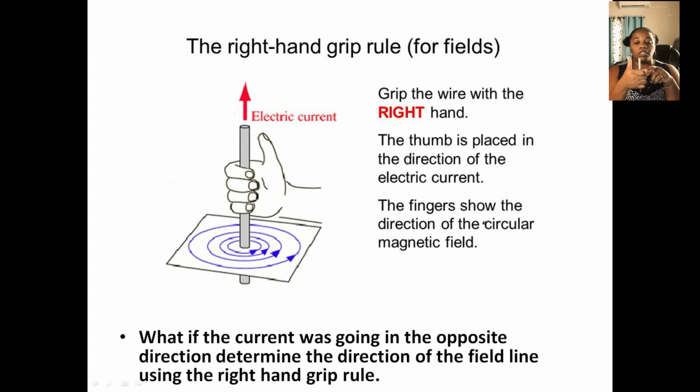Looking at the direction that your fingernail is going, you could decide the direction of the magnetic field lines, and in this case it's going anti-clockwise. If you keep going around, you will see it's going anti-clockwise, right? Now, if the current is going down this way, you will see the field lines are going clockwise. If you do your finger around, going in the direction of your fingernails, you will see it's going clockwise.